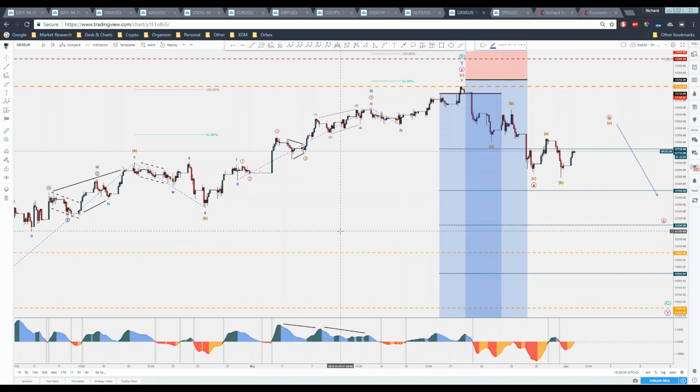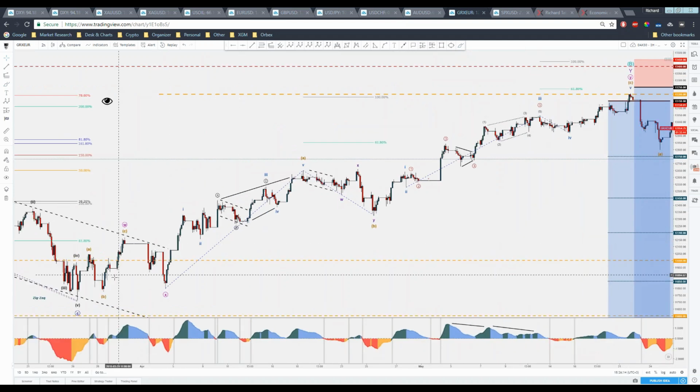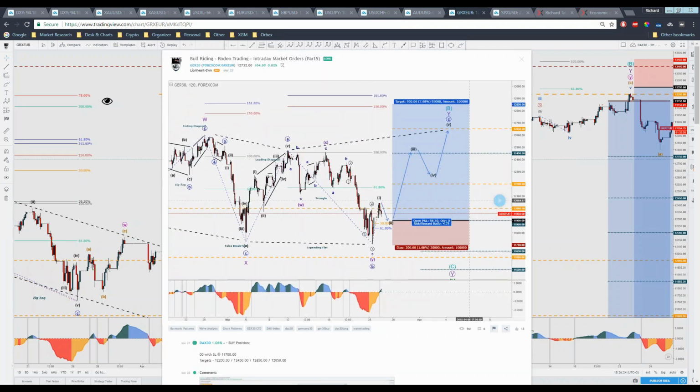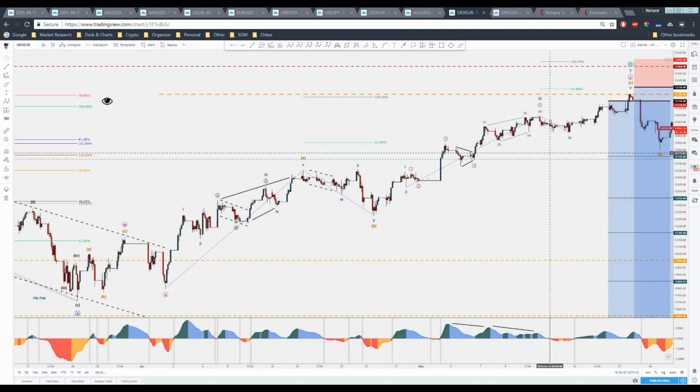DAX 30, 2-hour chart as well. All charts were 2 hours until now. So the way I'm labeling this piece, let's say for instance, I know I posted this bullish view as well. On the DAX, I posted previously the bullish run from 11,900 and it shot up like a rocket, right?